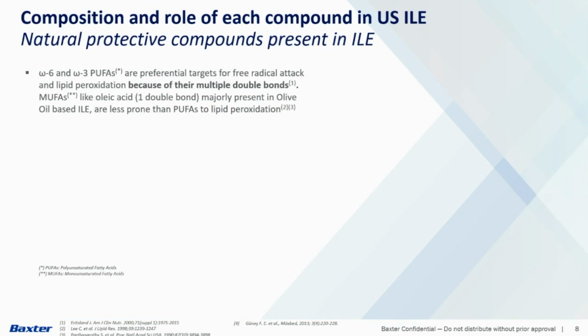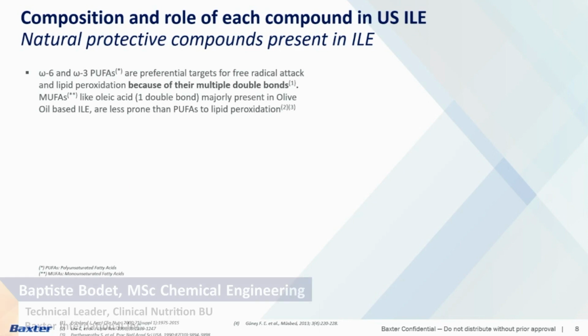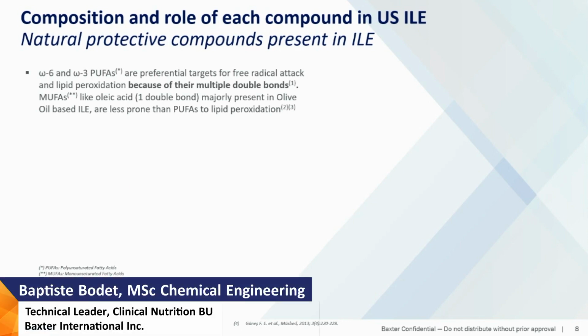ILE are made of different types of unsaturated fatty acids in the form of triglycerides. The omega-6 and omega-3 PUFAs are the preferential targets for oxidation due to their multiple double bonds, exposing them to free radical attack and peroxidation. MUFAs, like the oleic acid, majorly present in olive oil-based emulsions, are less prone than PUFAs to lipid peroxidation due to their single double bond.